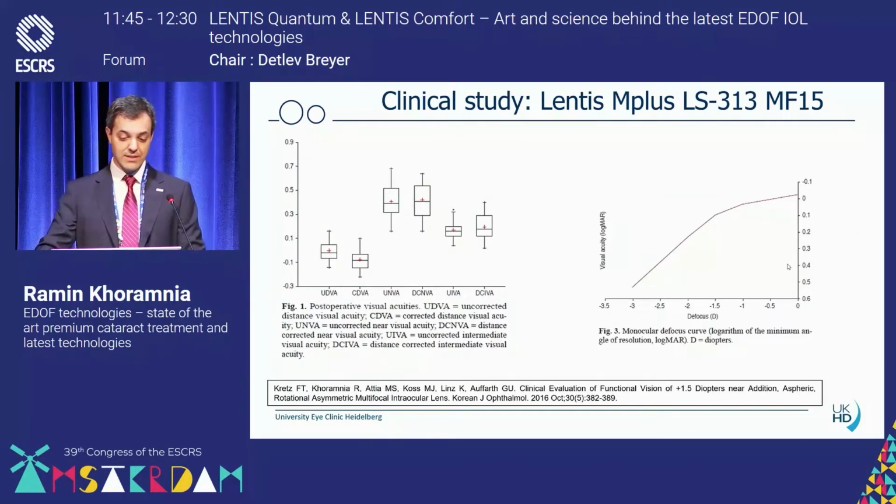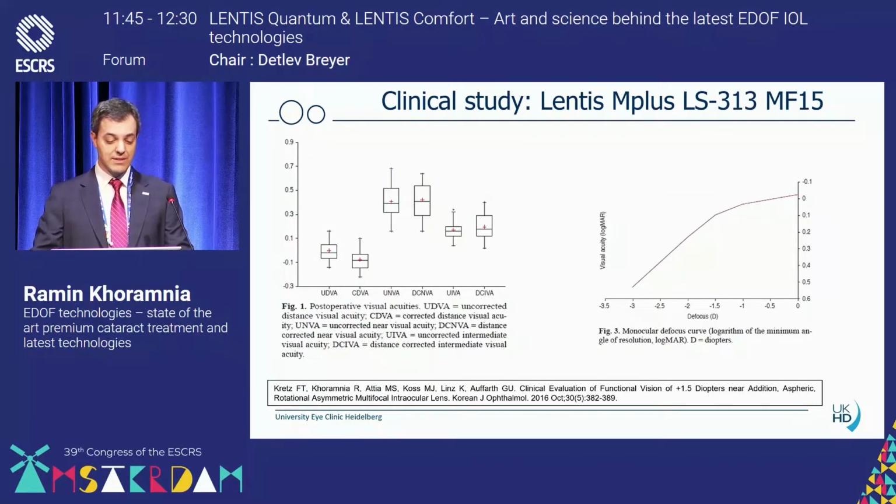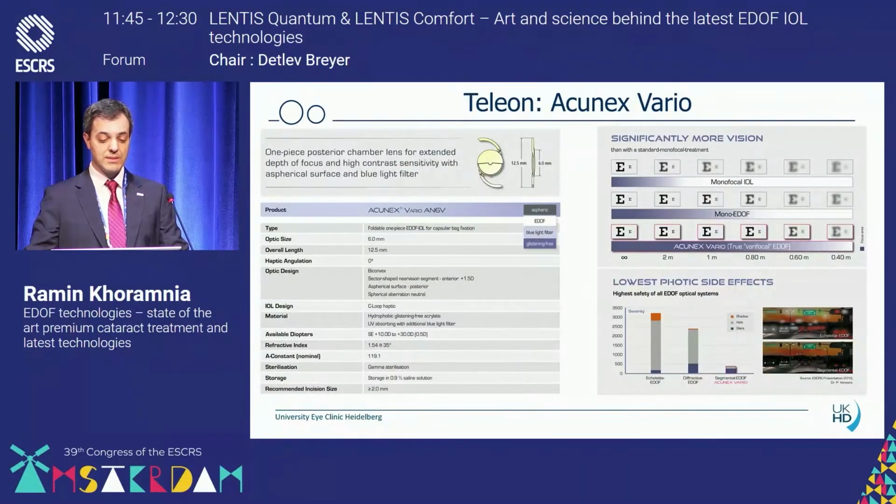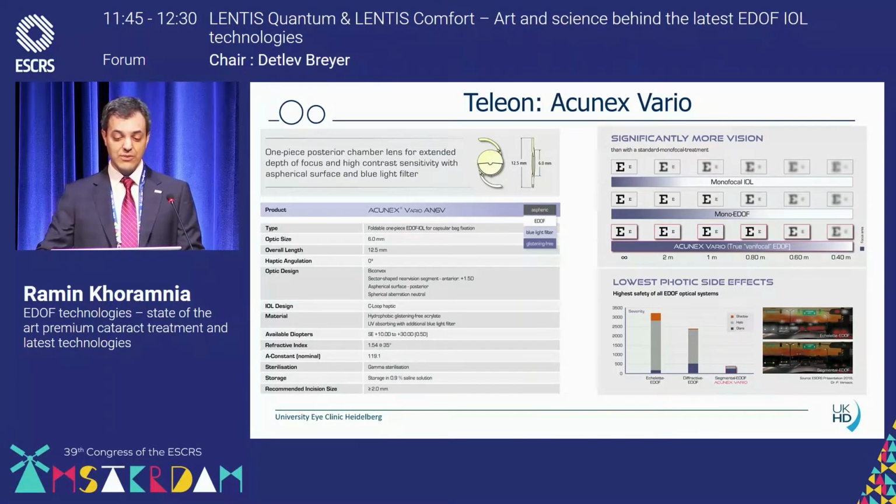We also assessed this lens in a clinical study, and you can very nicely see that excellent results are achieved in the distance and in the intermediate distance, and at the same time, functional visual acuity results are also achieved in the near distance. Teleon now also has a new intraocular lens on the market, which is called the Acunex Vario, and that lens is also using this segmental refractive approach.